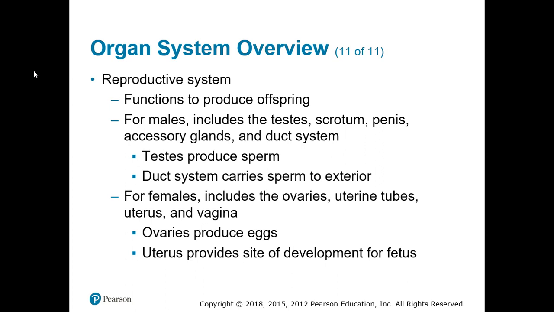So for males, their reproductive system includes testes, scrotum, which is where the balls are located, your penis, accessory glands, and the duct system known as vas deferens. Sperm are produced in your testes, and then the duct system carries that to the exterior where it can be fertilized with an egg. For females, we have ovaries that produce and release eggs.